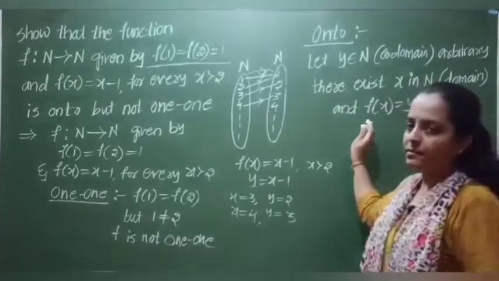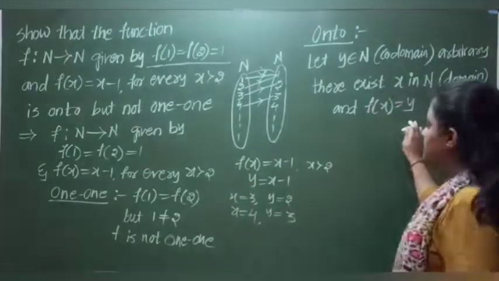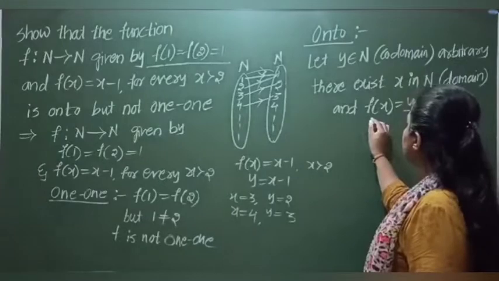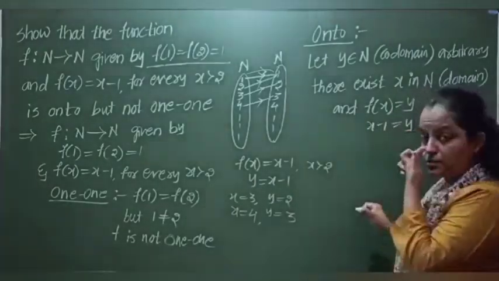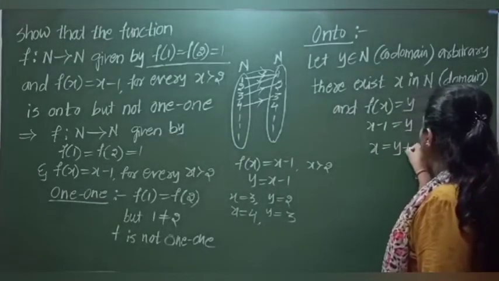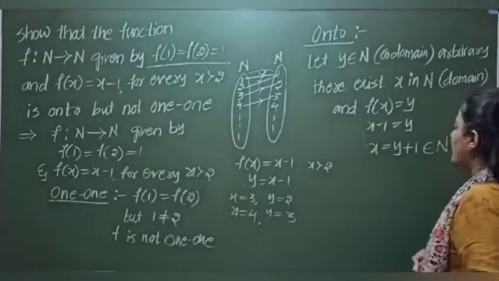Because we have to find the pre-image, we have to see whether the pre-image exists inside the domain. f of x is equal to y. What is f of x? f of x is given as x minus 1. x minus 1, this is equal to y. So if x minus 1 is y, we can get x is equal to what here? y plus 1. x is equal to y plus 1.